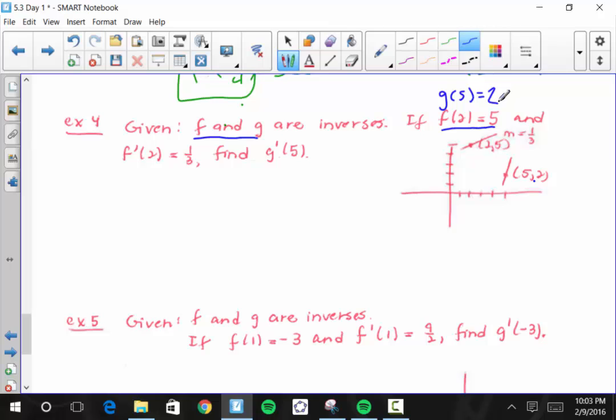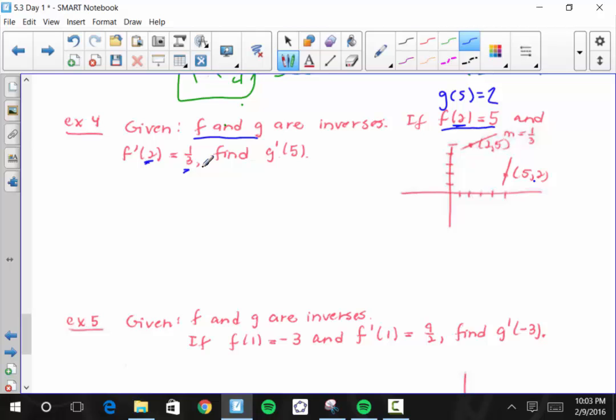So the g function goes through the point 5, 2. The f function that I give to you goes through the point 2, 5. And you know the g function goes through 5, 2 because this is the inverse of the f function. They're also going to give you a derivative at one of those points, either f prime of 2 or g prime of 5. In this situation, they give me f prime of 2 is equal to 1/3, and they're going to say find g prime of 5.